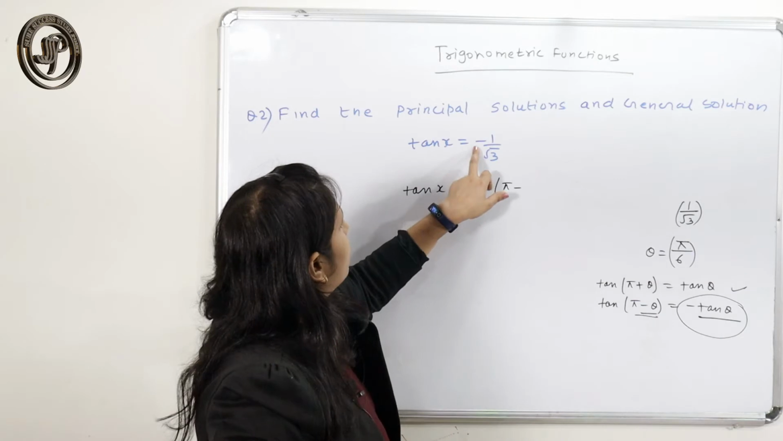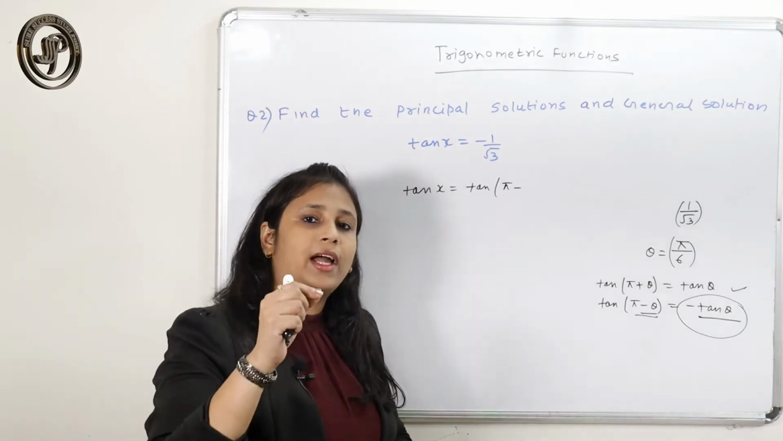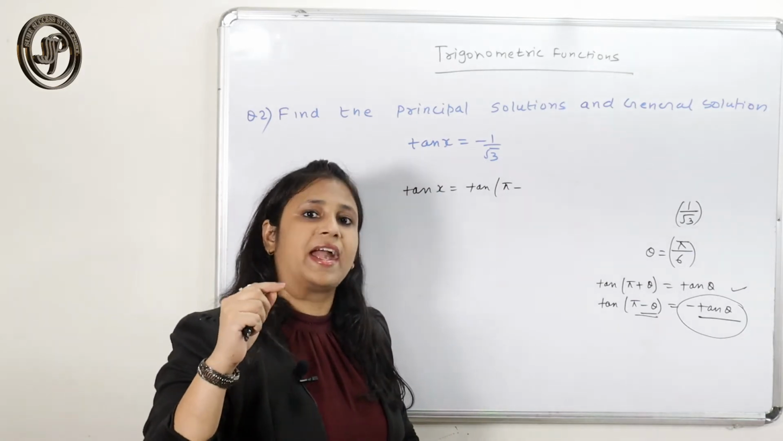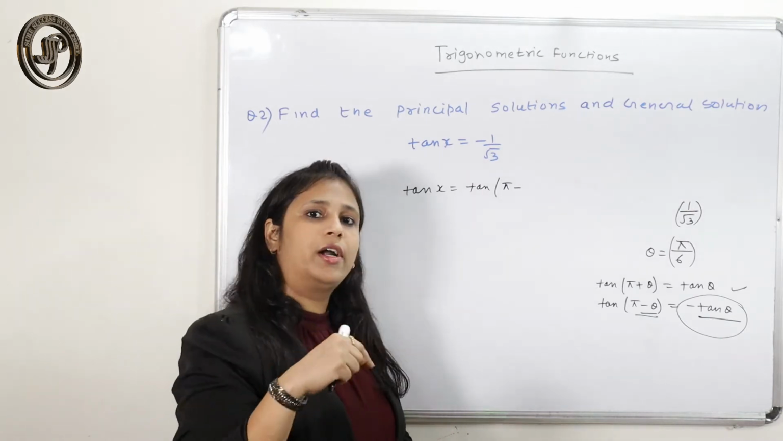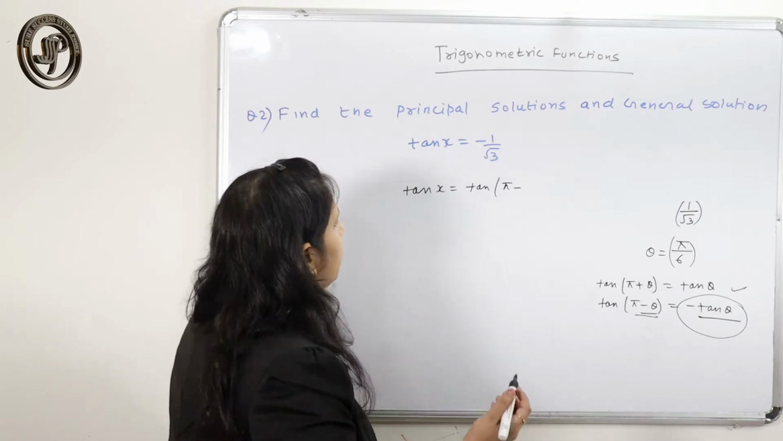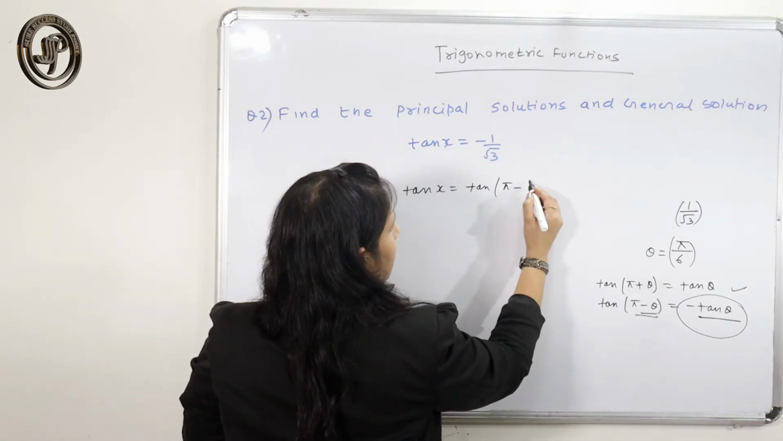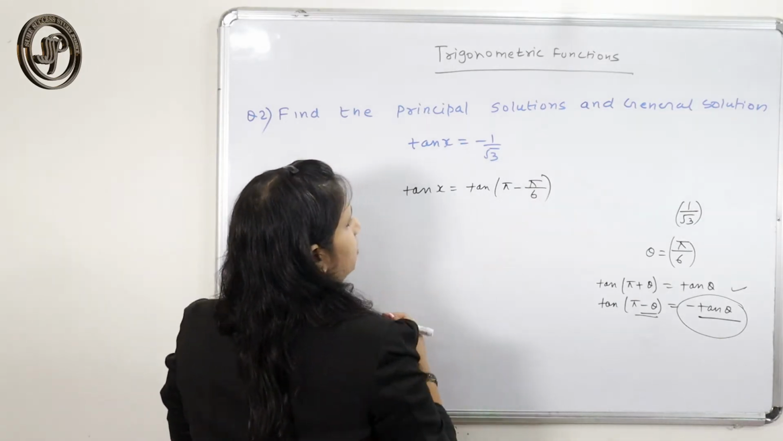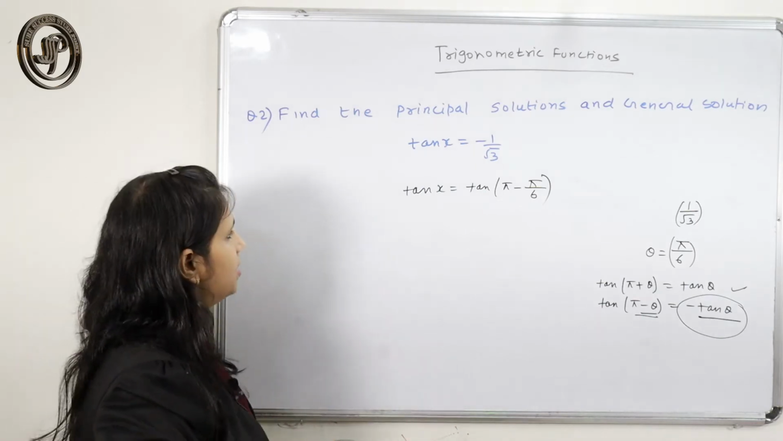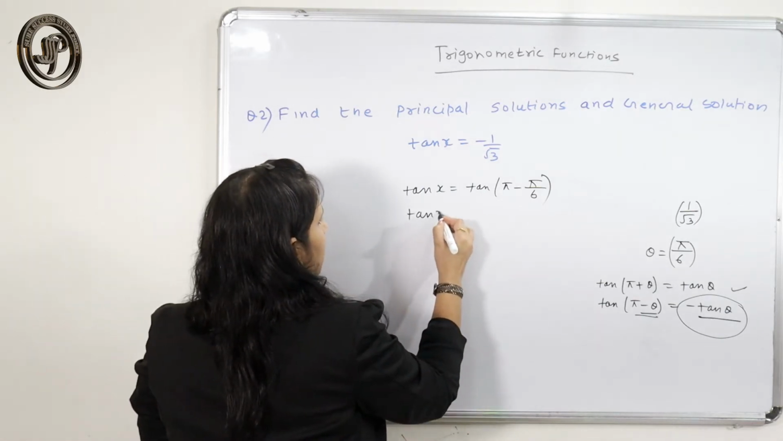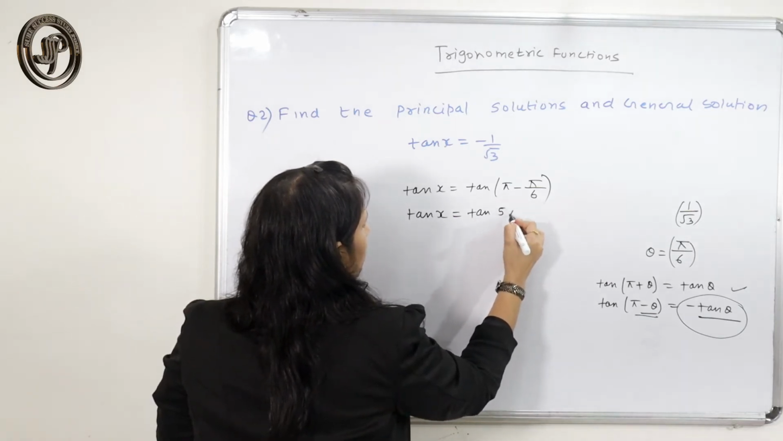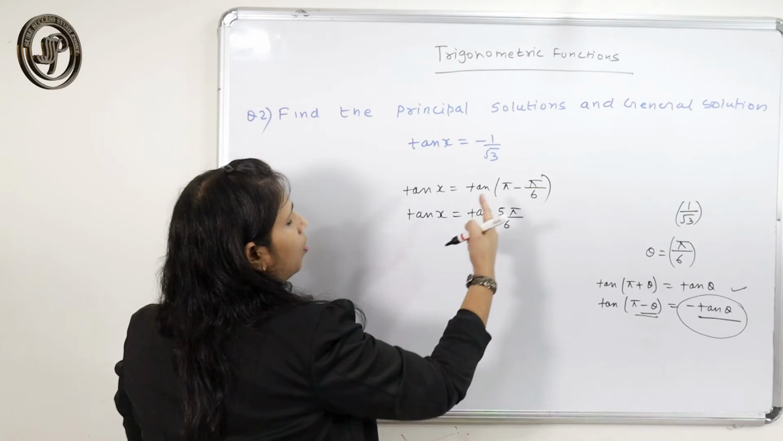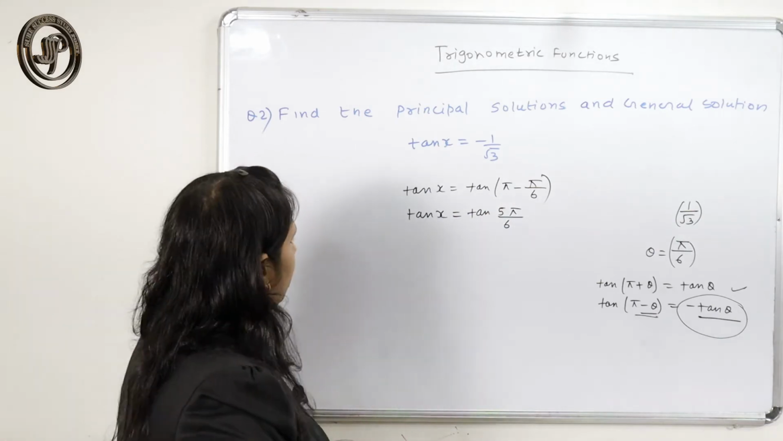But I have to make tan negative. In order to make the tan negative, I have to go in the second quadrant, because if I go in the third quadrant, tan will again be positive. That's why here I am writing pi minus pi by 6. So here tan x is tan, this will be how much? 5 pi by 6. If I solve this, I'll get 5 pi by 6.